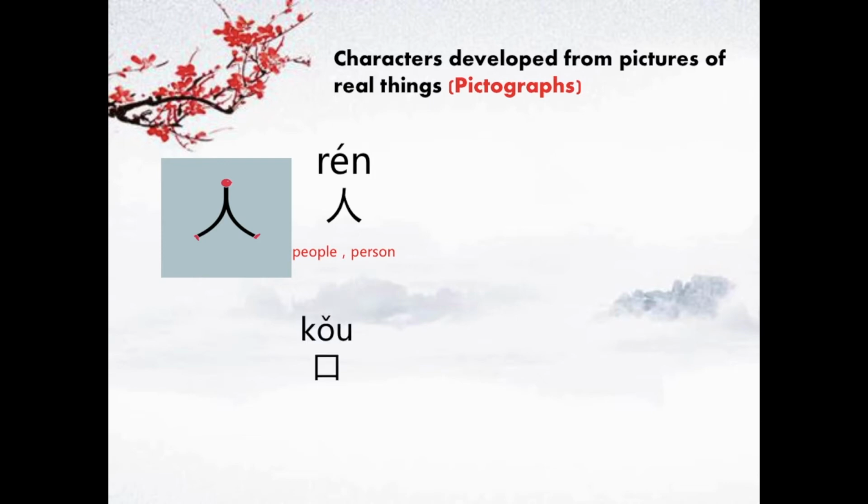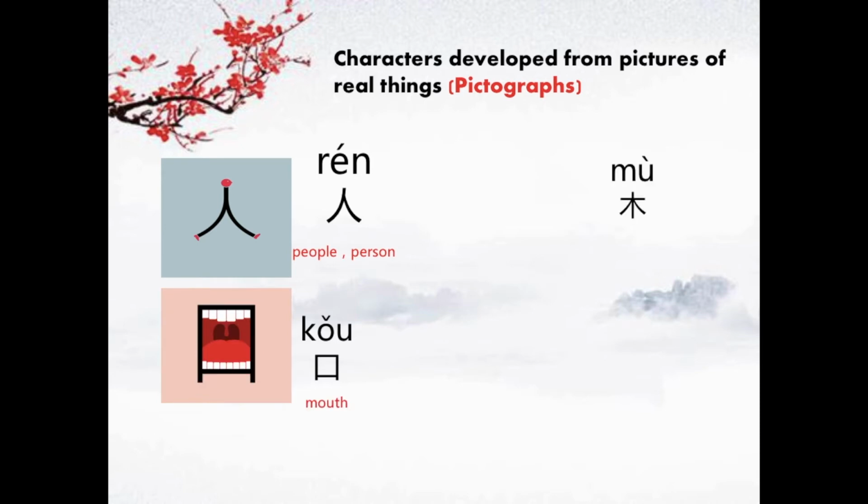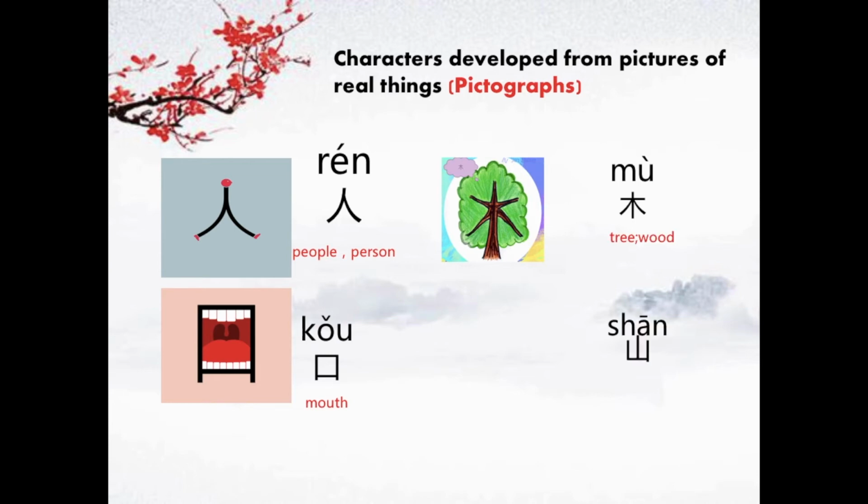This little square, 口, it's a mouth. A 木, doesn't it look like a tree? Yes, so 木 means tree or wood. And 山, 山, it's a mountain.